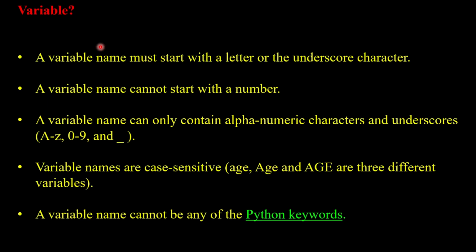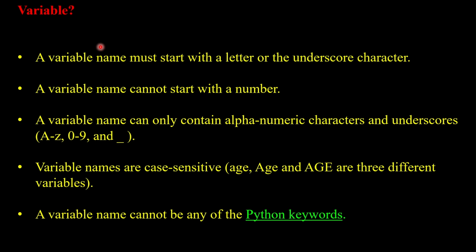So there are certain rules for variables also. Whenever we create a variable, we can't use just anything, because it has certain parameters. It must start with a letter or underscore character. The variable name cannot start with a number. We will also try to execute this in our IDE platform. And the variable should always contain alphanumeric characters with underscores.